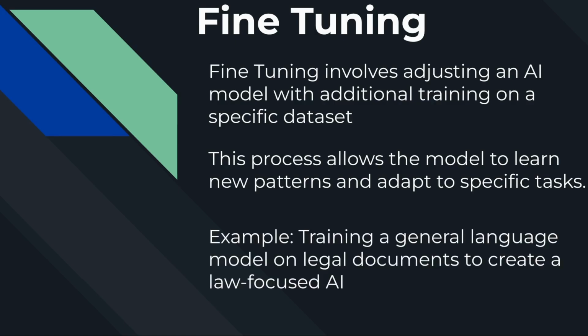Example, training a general language model on legal documents to create a law focused AI. So let's say if you ask any law related questions to ChatGPT, it might give you an answer, but those answers will be very broad and it might not have really good facts in it. But if you train your AI model to specifically answer law related questions, and you train your model to avoid any hallucination, then it won't give you any wrong answers without any facts. So that's where you can use fine tuning.